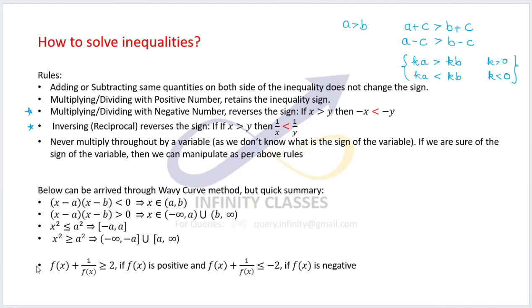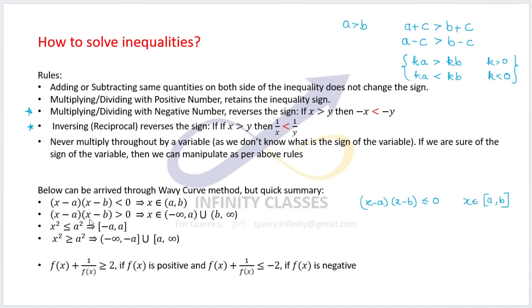Although these inequalities can be arrived through wavy curve method, these occur so frequently that these are expressed separately also. So it's better to go through these. So if x minus a into x minus b is less than 0, then x belongs to the open interval a comma b. If x minus a into x minus b is less than or equal to 0, then also it's fine. x will belong to the closed interval a comma b. That is completely okay. But the idea is that x will lie between a and b.